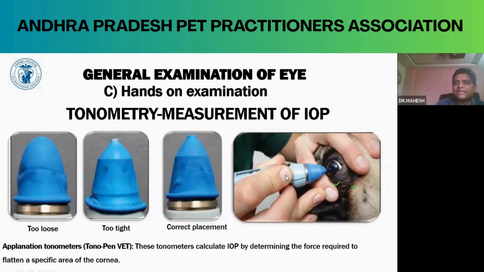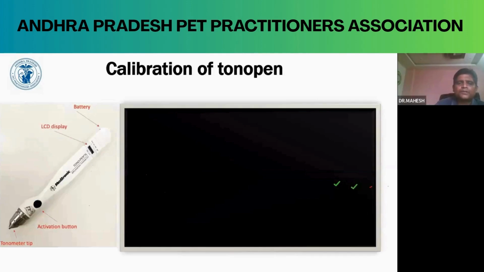And in the right side picture, extreme right side, you can see how we will measure. So these are some of the parts: the battery, the LCD display where it will show the pressure, and this is the activation button. It will be blue or black color, depending upon the model or the company. And this is the tip of the Tono-Pen.